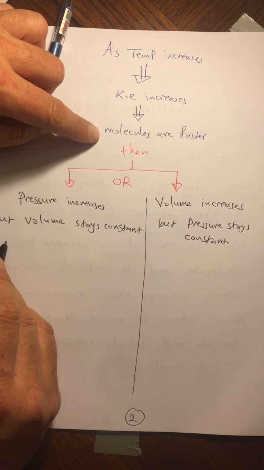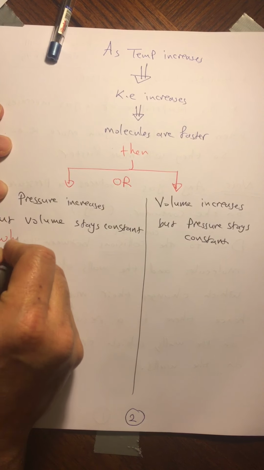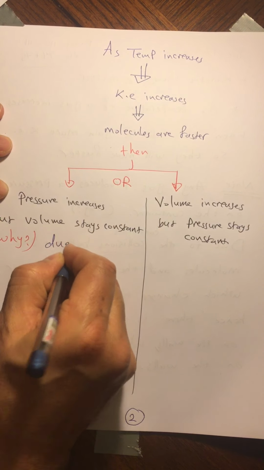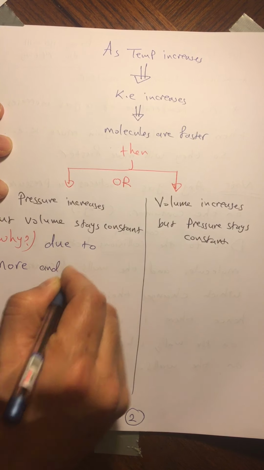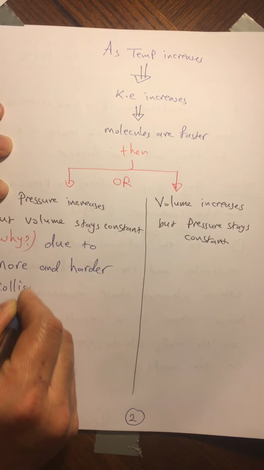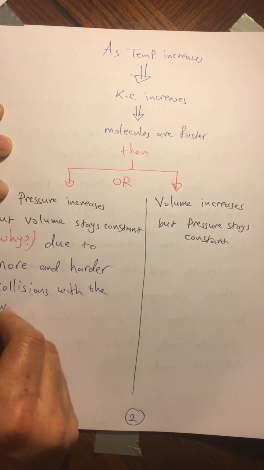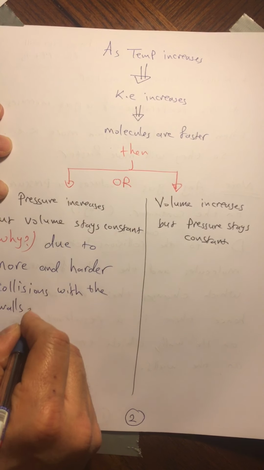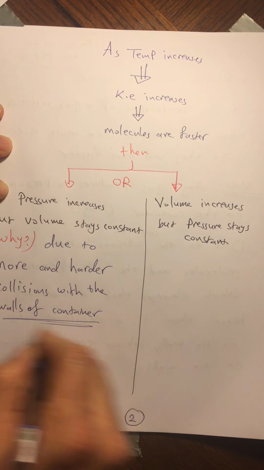So as temperature increases, molecules gain more kinetic energy, so they move faster. As a result, pressure increases. Why? If they ask you why, the answer is due to more and harder collisions with the walls of the container. This is why the pressure increases.